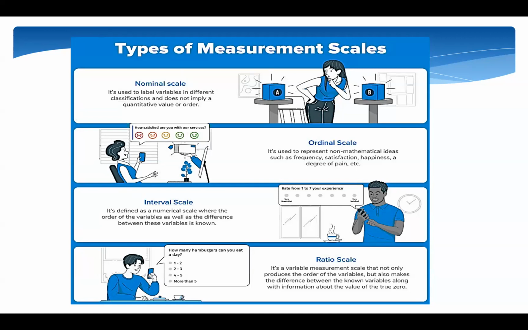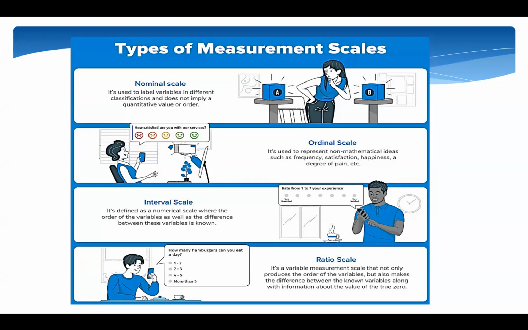So the thing is this. The first one doesn't have any order, it only has categories. The second one categorizes and also has order. The third one has categorization and order, and also differences. The only difference between ratio and interval is that the interval scale doesn't have an absolute zero. That means it can even go into negatives, whereas the ratio scale cannot go into negatives.